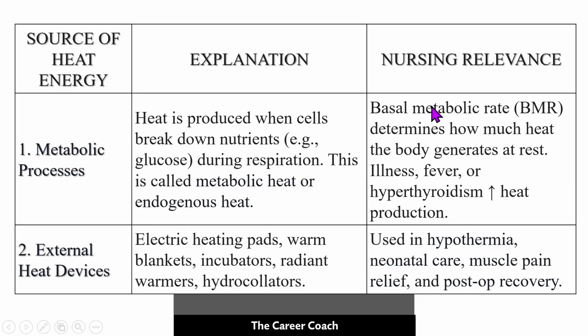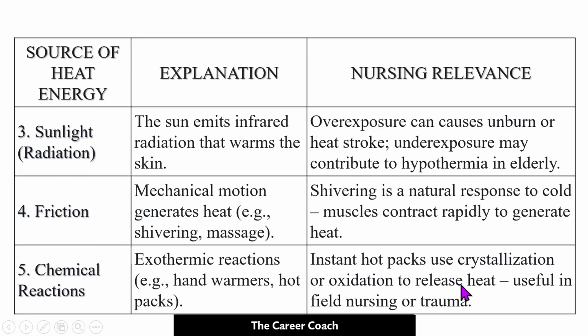How does it relate to nursing? Basal metabolic rate, very important, determines how much heat the body generates at rest. Illness, fever, or hyperthyroidism lead to increased heat production. 2. External heat devices. Electric heating pads, warm blankets, incubators, radiant warmers, hydrocollators. They are used in hypothermia, neonatal care, muscle pain relief, and post-op recovery.